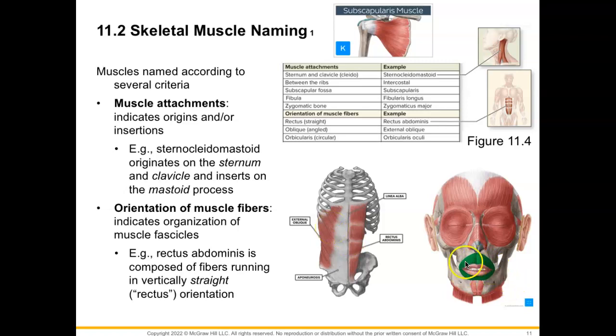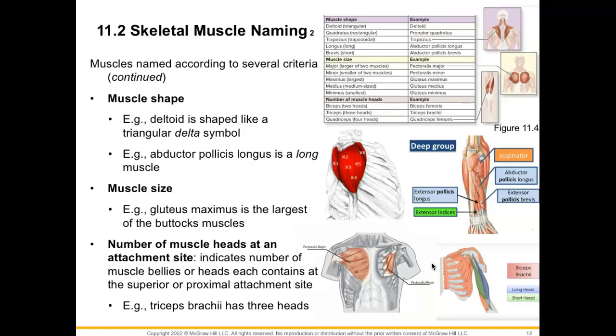And we have orbicularis, which means circular. So we've seen this example before, orbicularis oris going around the mouth. And here we have orbicularis oculi, meaning it's circling the eyes. And here is our last slide on muscle naming. So next criteria is the muscle shape.